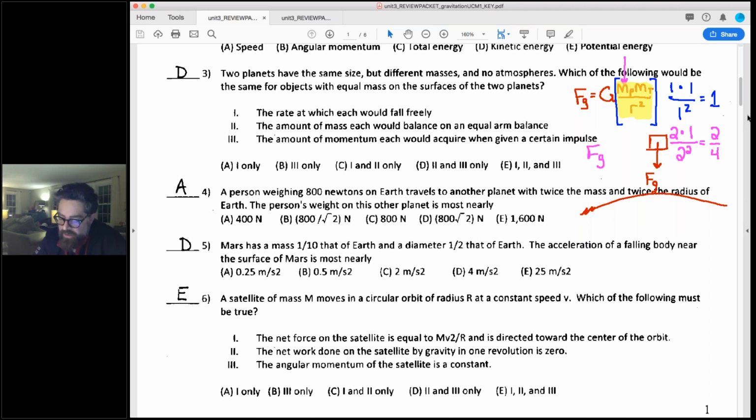Well, on Earth, we're told that the person's force of gravity is 800 newtons. And so after we make both of those changes, we can see that it will be 1/2 of the 800 newtons. It's now 400 newtons, or answer number A. Izzy, make sure that I've answered your question on that. And I will start taking a look at some of the other things that got asked about.